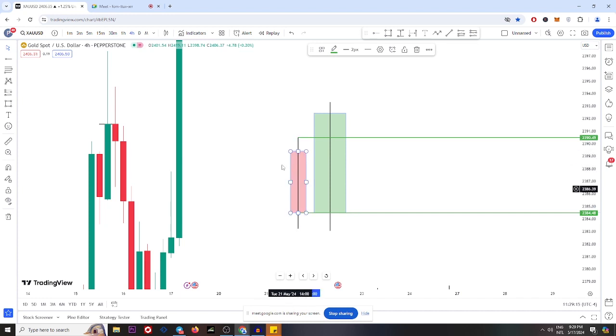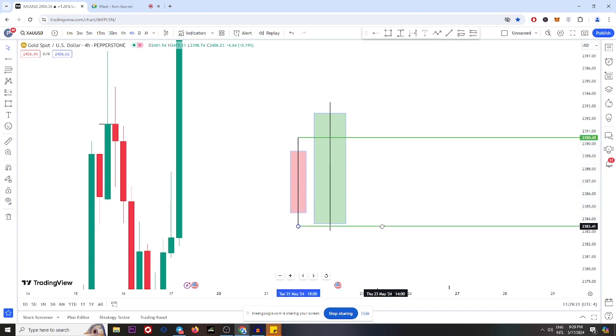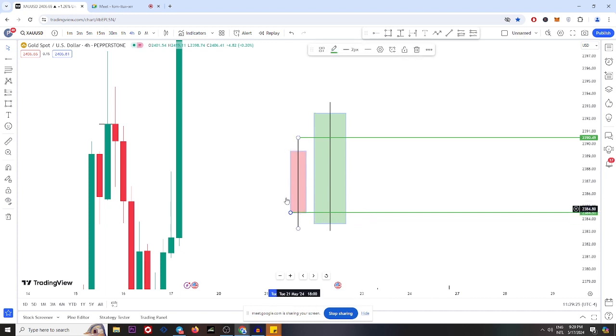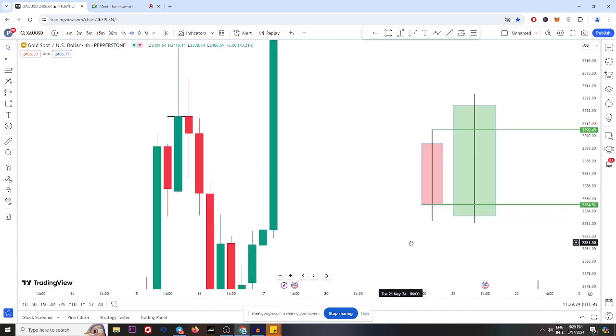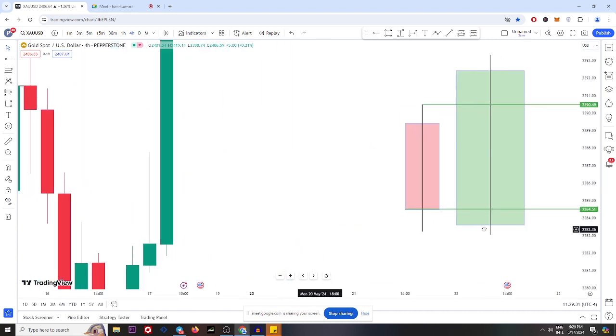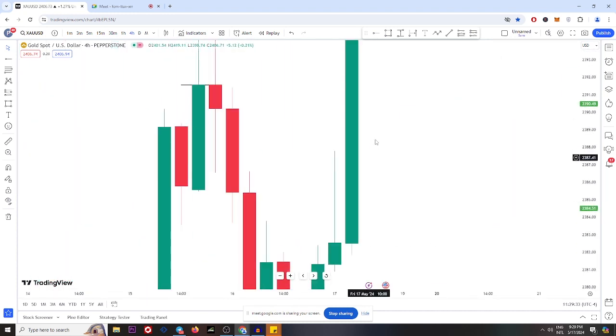What do we have? Let's draw the engulfing one first. So this is the high and this is the low, right? So this is an engulfing buy. But for the SNR, okay, when we have a support, we are going to have a V shape.